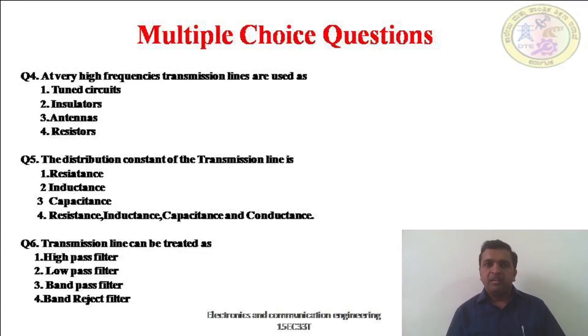Question number 4. At very high frequencies, transmission lines are used as option 1, tuned circuit, 2, insulators, 3, antennas, 4, resistors.